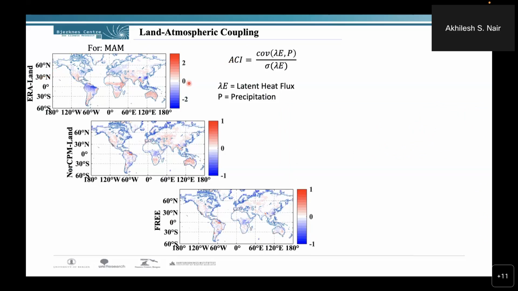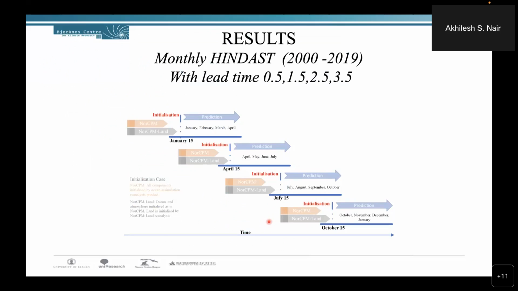So here we have the atmospheric coupling index, which is the covariance of latent heat and precipitation divided by the standard deviation of latent heat flux. The reference is from ERA land, in the center we have NorCPM land, which is after assimilation, and at the bottom we have the free run, where we could see that there is less coupling. After assimilation it almost matches with the ERA land data sets, specifically over India, which was not visible in the free run.